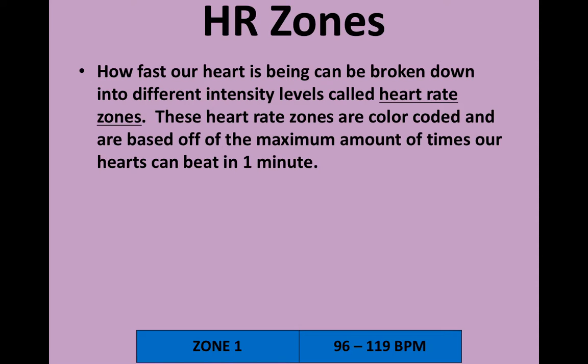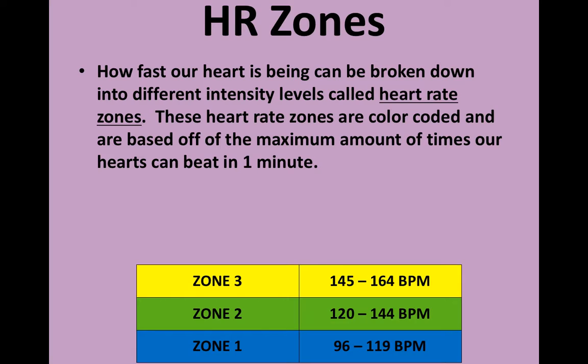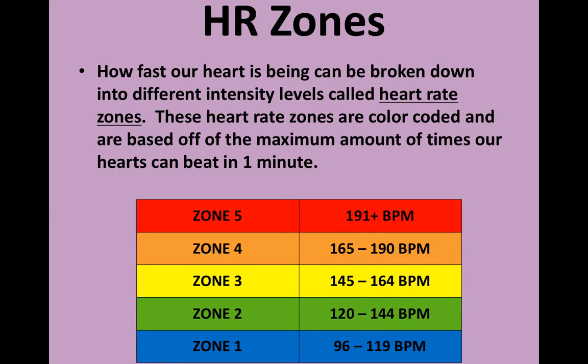For example, I have it set up in the software that I use with HeartTech Plus that Zone 1 is between 96 and 119 beats per minute. Zone 2 in the green is between 120 and 144 beats per minute. Zone 3 is between 145 and 164 beats per minute. Zone 4 is orange, between 165 and 190 beats per minute. And Zone 5 is 191 or greater, in the red.